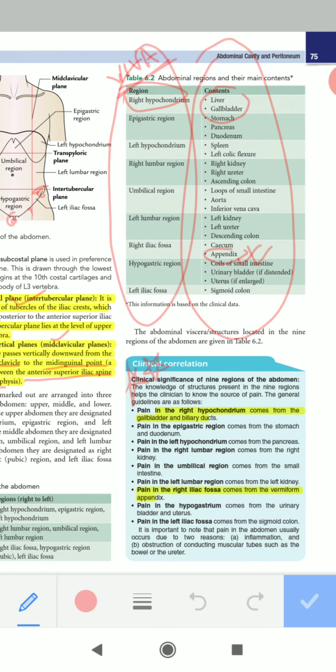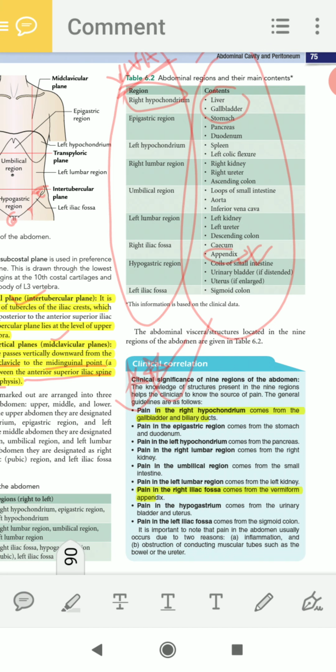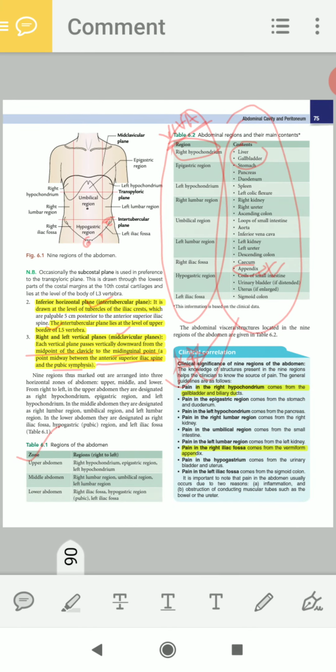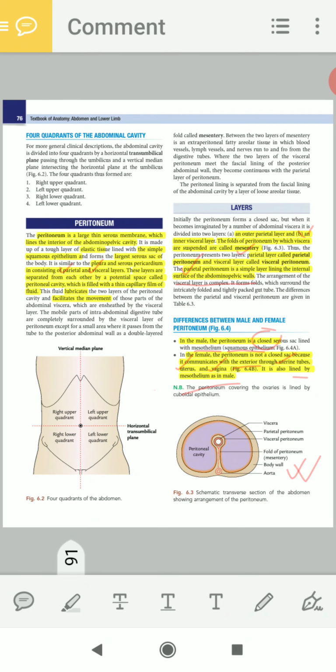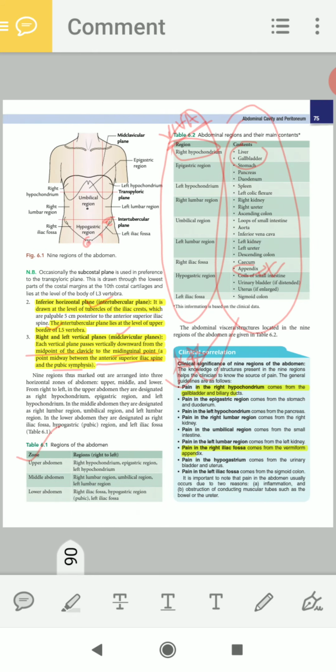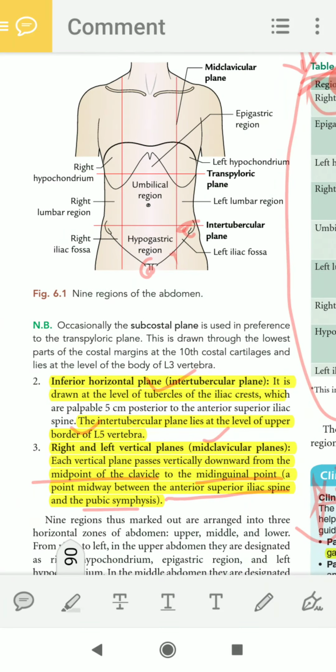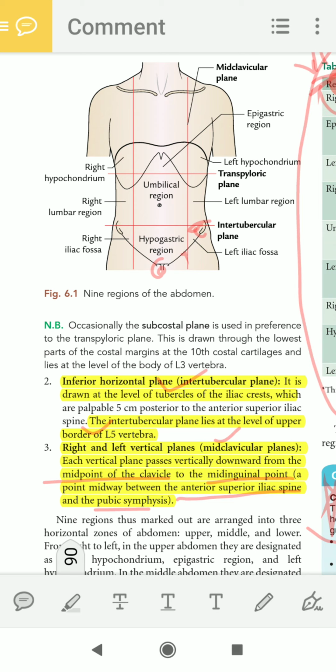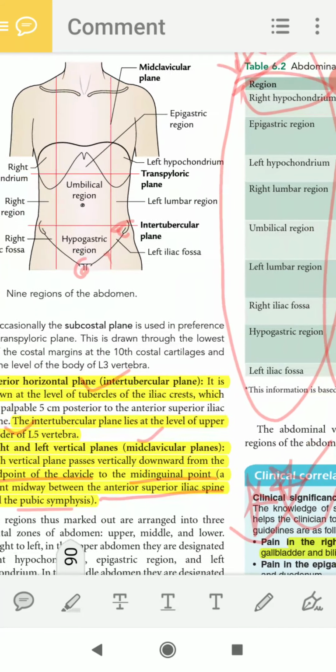We already discussed the clinical significance. Just have a look at this. So the abdominal regions, the division, and what the contents in the abdominal regions are, you must answer in the exam. This is very important for both written and viva examination.